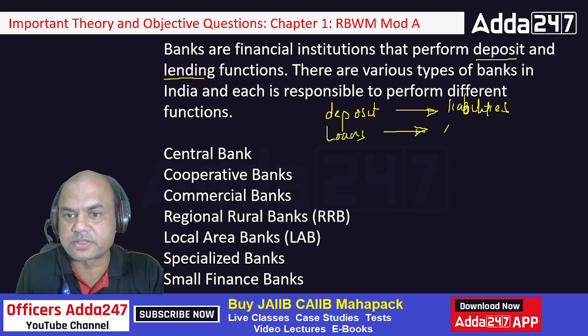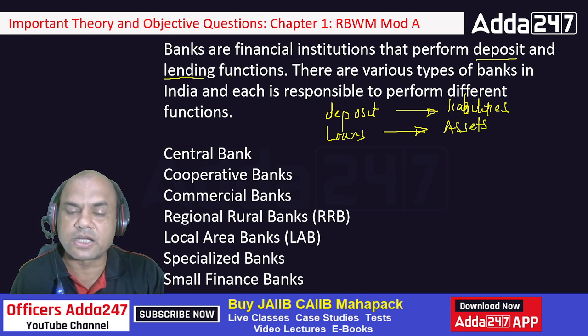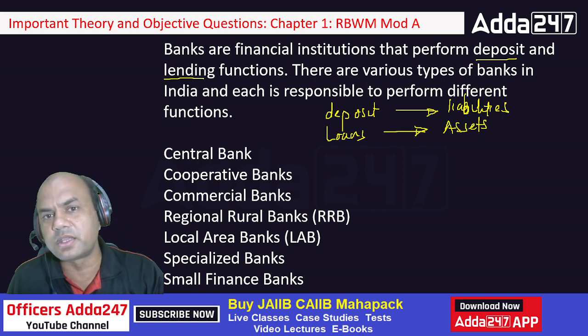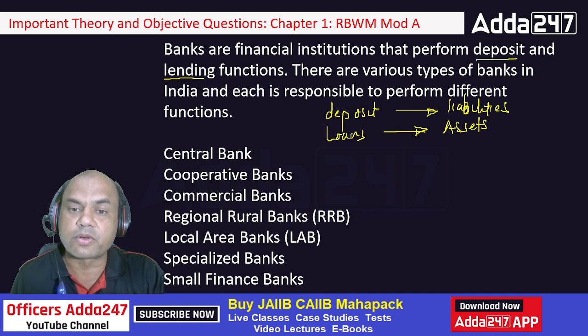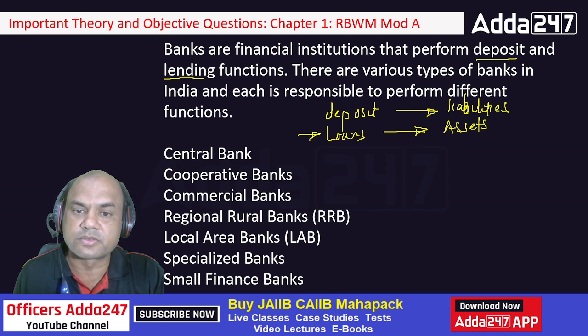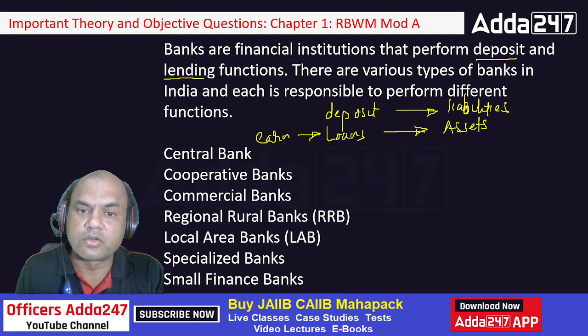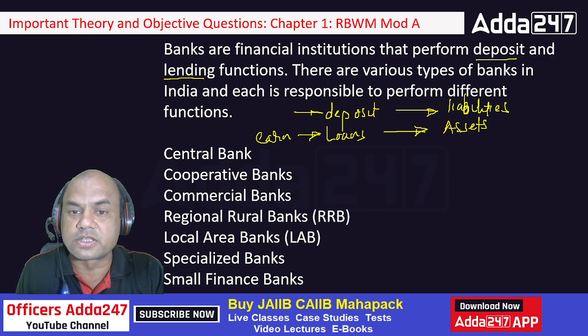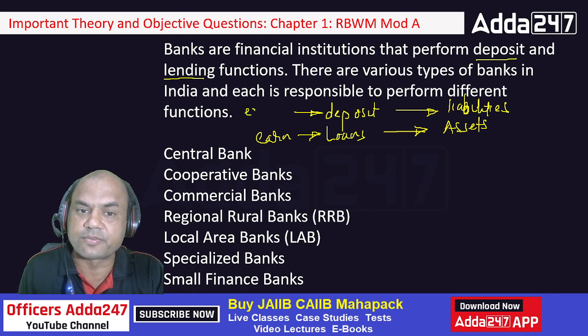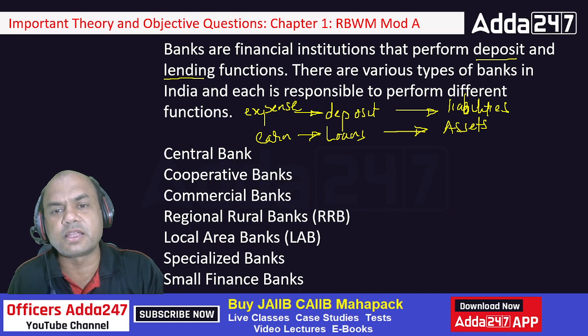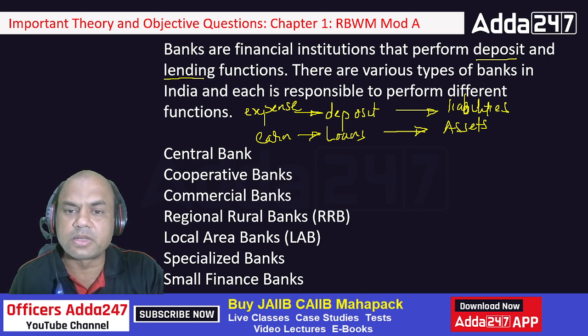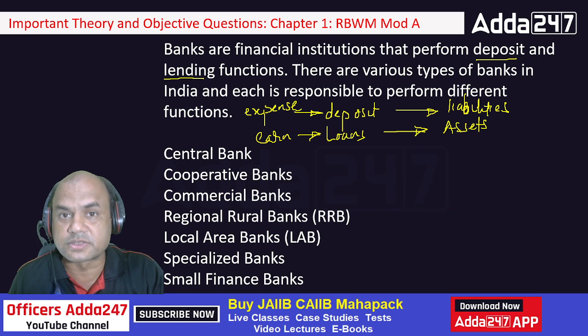Assets for the bank. So deposits and loans. From where does the bank earn money? The bank earns money from loans. From where does the bank give money to the customers? Through deposits, which are an expense. So this is the whole model of banking. The complete model of banking lies over here only. Get the money from loans using interest and give the money to the deposits using interest.